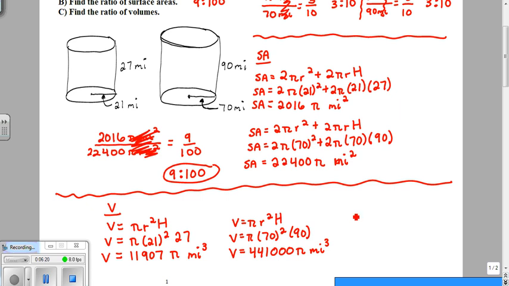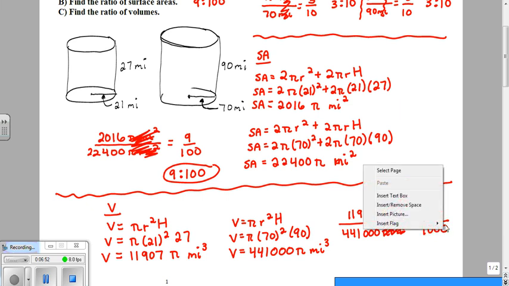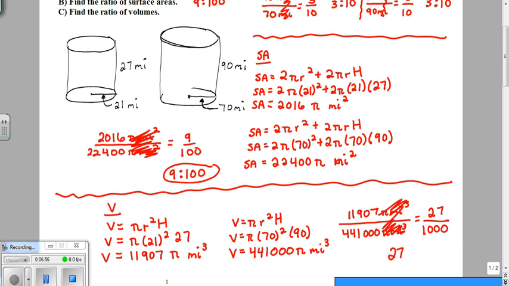So for our ratio, we're going to start out with a fraction of 11,907 pi miles cubed over 441,000 pi miles cubed. Cancel out your pi miles cubed. Simplify that fraction. You're left with 27 over 1,000. You can write as 27 to 1,000 for our ratio.